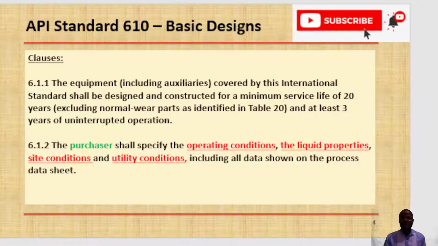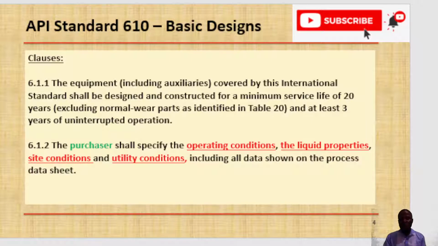So there are basic design conditions specified in API 610 which govern the design of centrifugal pumps. All pump manufacturers have to follow some of these basic design conditions. We are going to be looking at some of these design conditions one after the other, and we'll be making reference to some of the clauses as stated in API 610 with respect to mechanical data sheets.